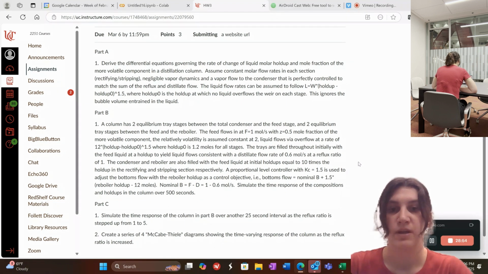A proportional level controller with Kc equals 1.5 is used to adjust the bottoms flow with the reboiler holdup as a control objective, i.e. bottoms flow equals nominal B plus 1.5 times reboiler holdup minus 12 moles. Nominal B equals F minus D equals 1 minus 0.6 moles per second. Simulate the time response of the compositions and holdups in the column over 500 seconds.